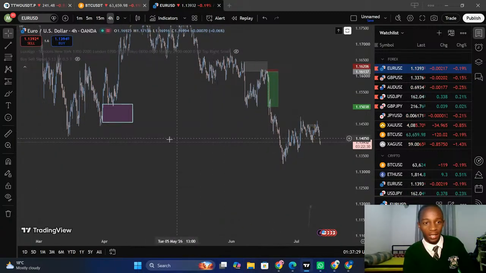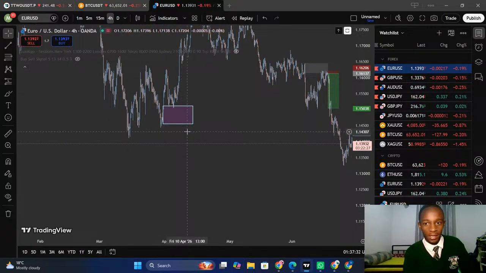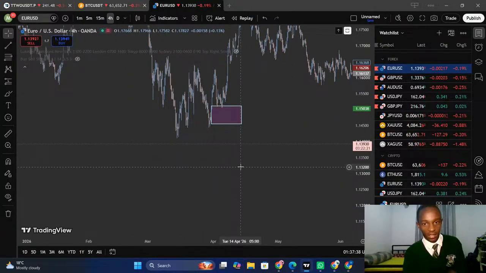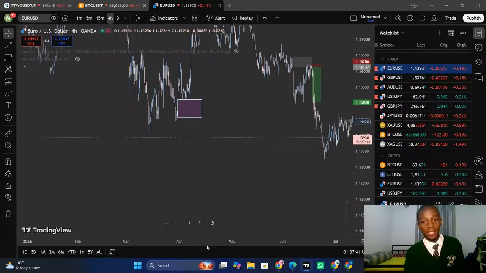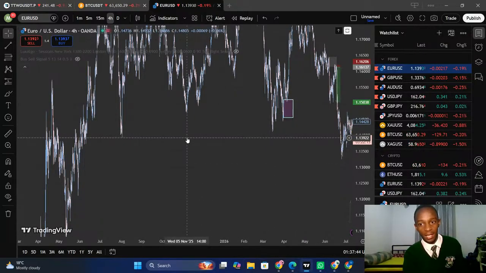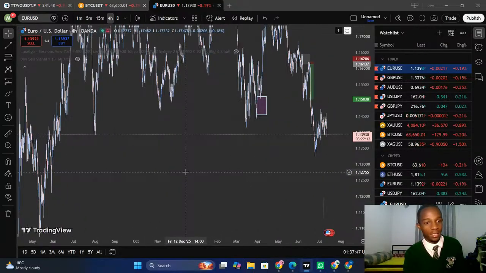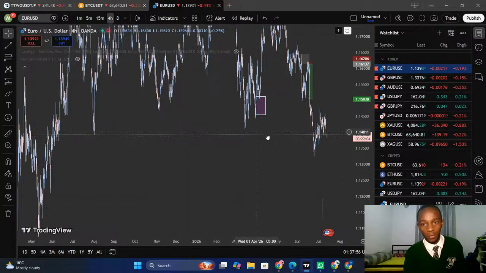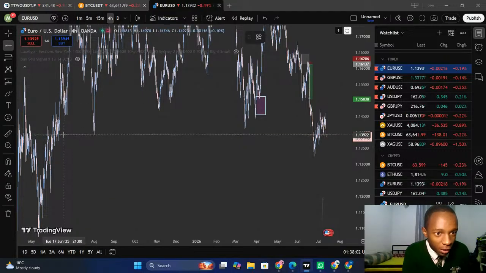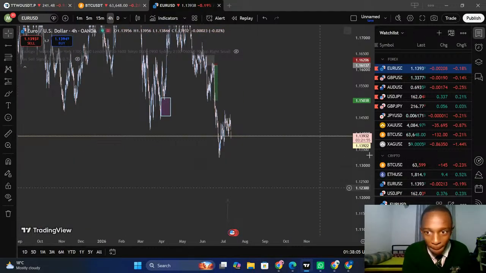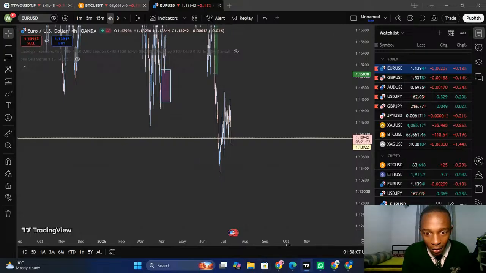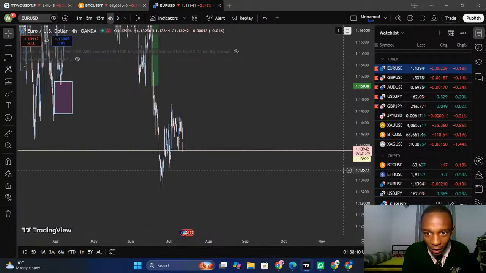After breaking this structure, having this pullback, and breaking another external structure, this is what is currently manipulating the market, because as you can see, we are really struggling to break below this level right here. Let me show you, we're really struggling to break this level, innit?